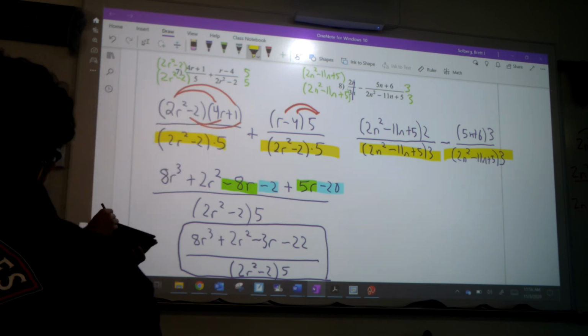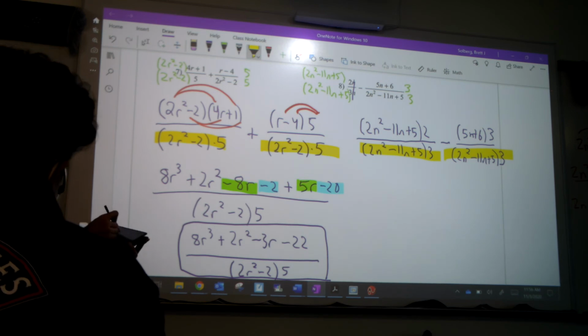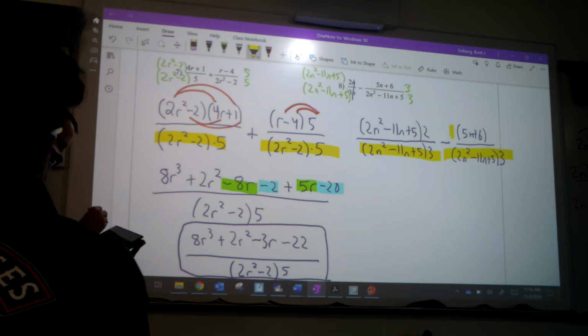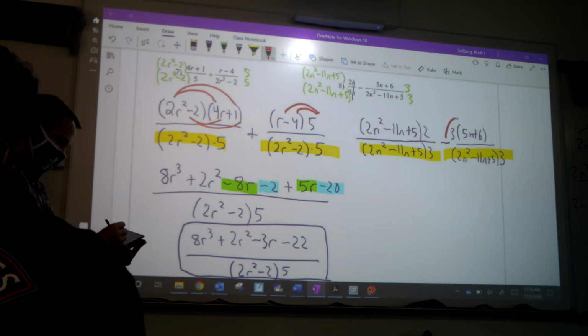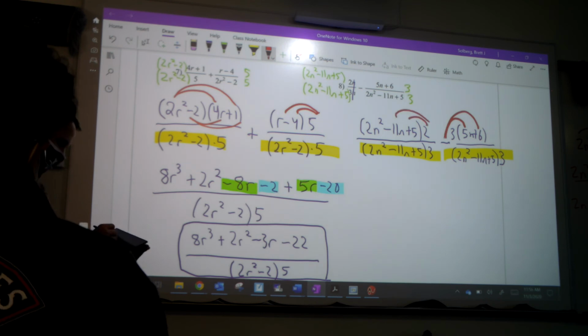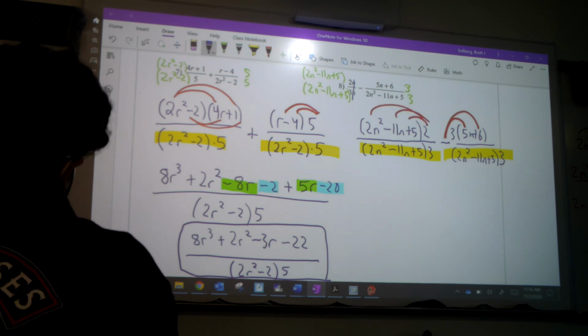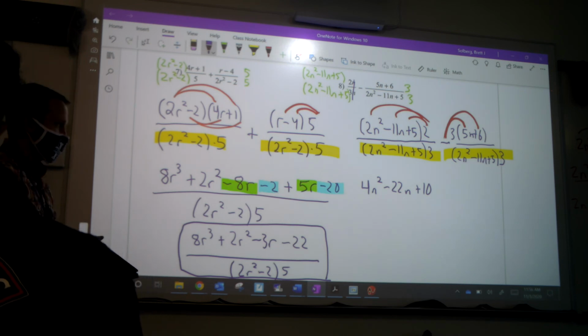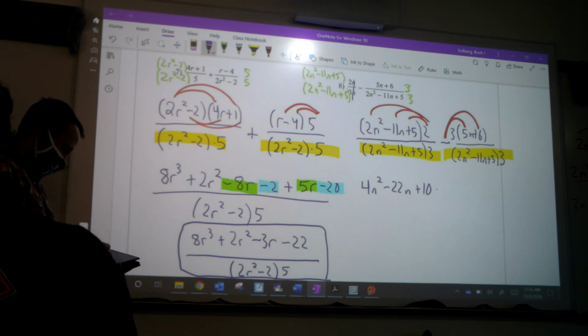Now, you have to be kind of careful. I'm actually going to rewrite something. I'm going to put the 3 right here, because when I'm distributing, I need to make sure I distribute a negative 3. Okay, it's not just 3, it's a negative 3. And here I'm distributing a positive 3. So let's distribute that, so I get 4n squared minus 22n plus 10. That's for the first numerator. And with the second one, we're going to distribute the negative 3, so we get negative 15n minus 18.